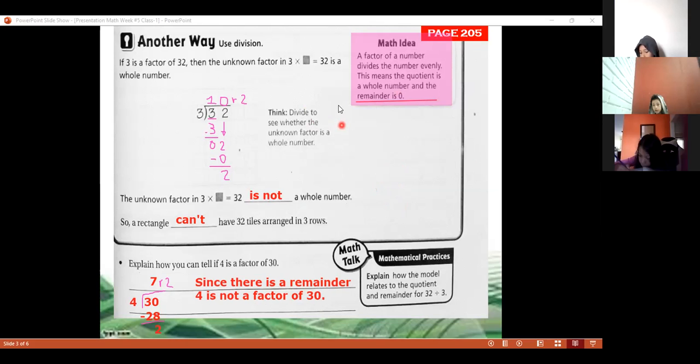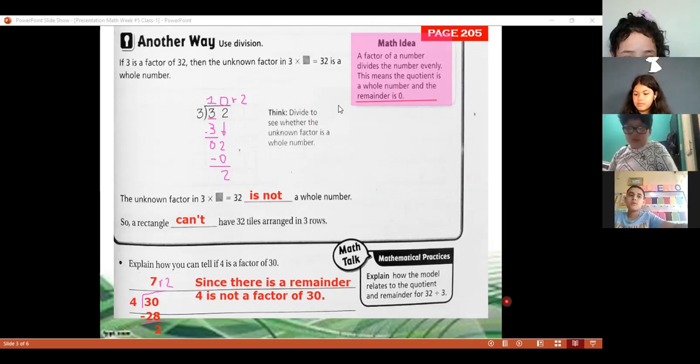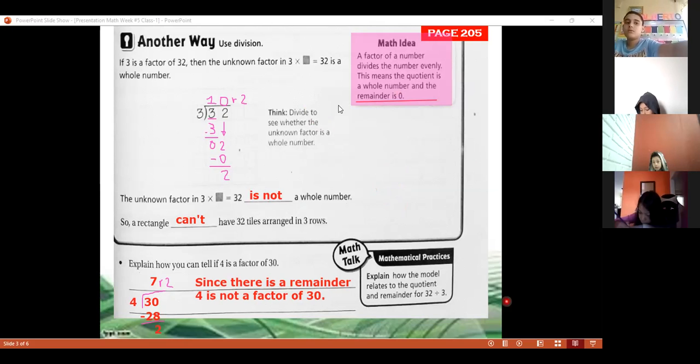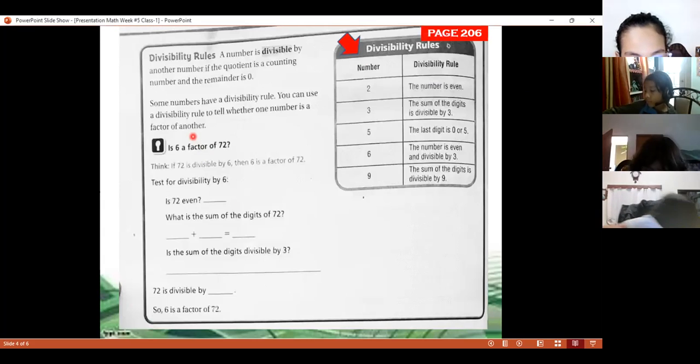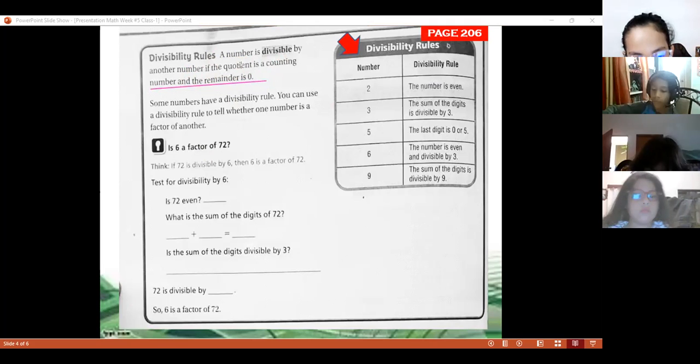We have to copy another page. Yes, we're going to work on the next page, 206. Okay, let's go to the next page, 206. What does it say? Divisibility rules, class. This is related also. It says, a number is divisible by another number if the quotient is a counting number and the remainder is 0. This is important, so you can underline this information or you can color it, class.